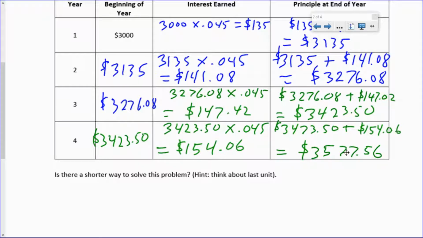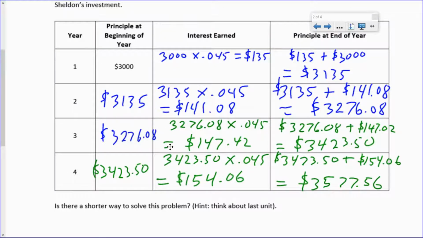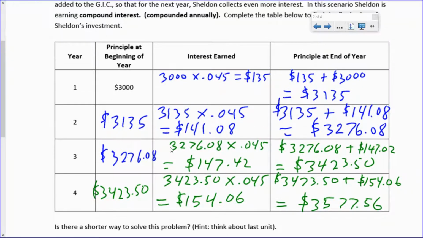In this case, with his interest being added to the principal every year, Sheldon finishes with a little over $3,577. So it does make a bit of a difference. It's $37 more money at the end of the 4 years just by taking the interest earned and allowing it to earn interest. Now, is there a shorter way to solve this problem?